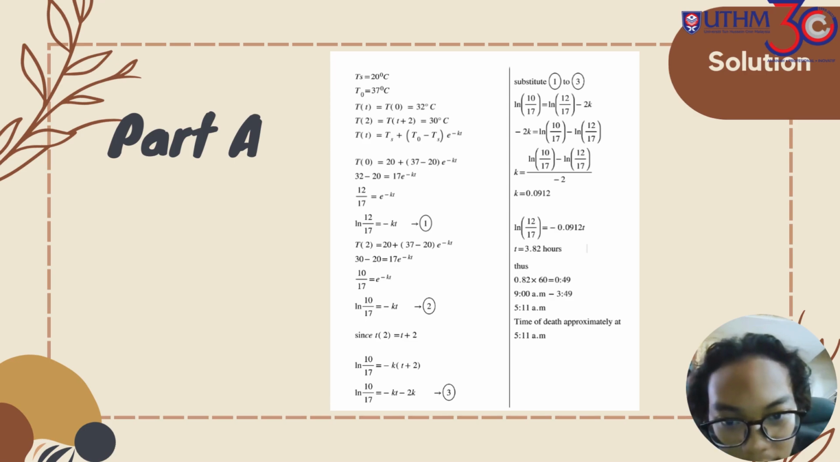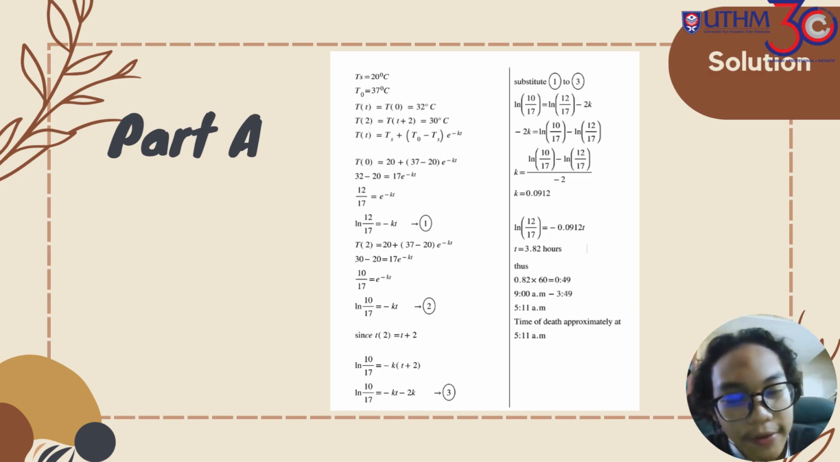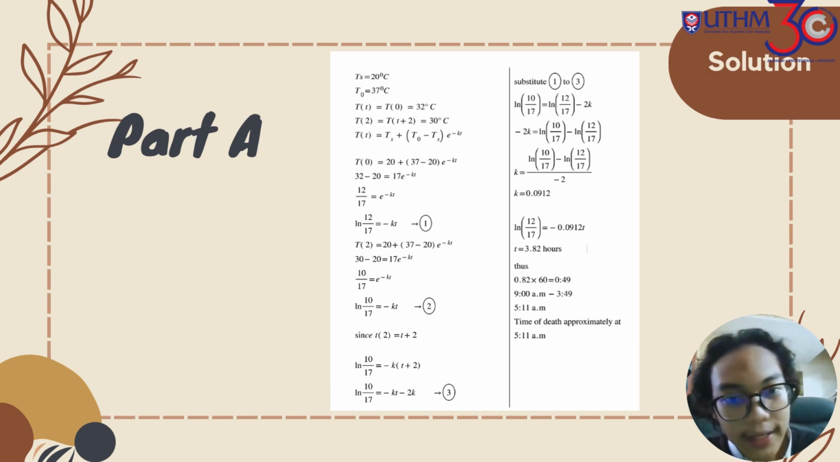Okay, we can get that negative KT at our second equation. So we just simplify the equation to get our K value. So K is equal to 0.0912. Okay, that is our K. K is constant. Ln 12 over 17 is equal to negative 0.0912 T. So you can get the time is equal to 3.82 hours.